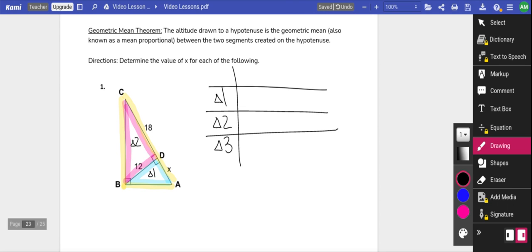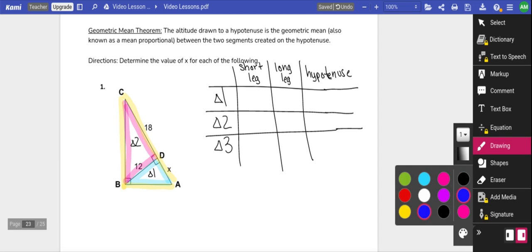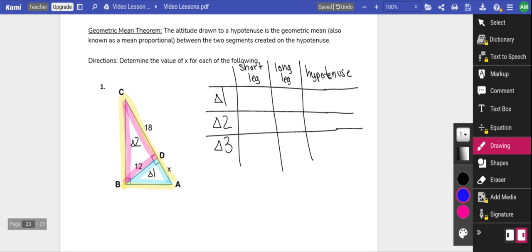We're going to compare the short leg of each. We're going to try to find the long leg of each. And then we're going to try to find the hypotenuse. So let's look and see what we have.